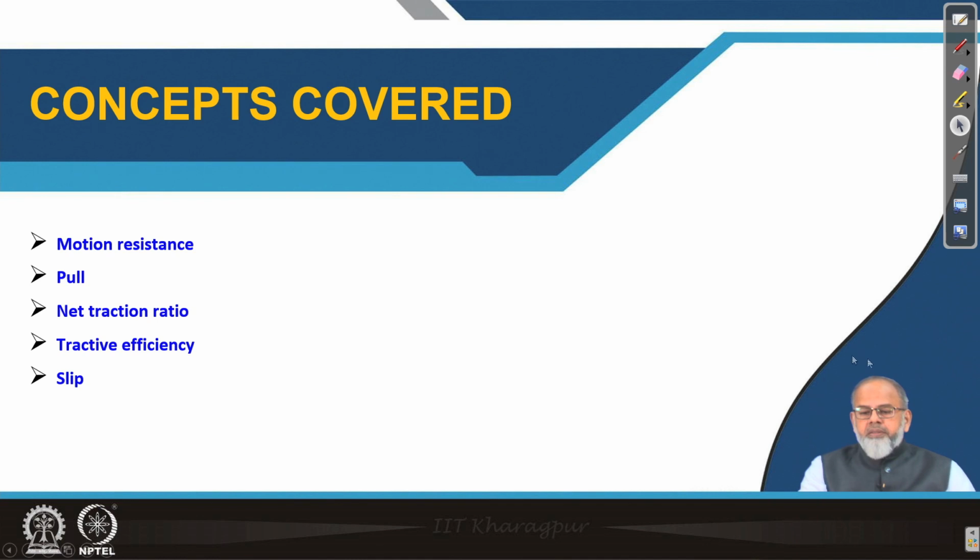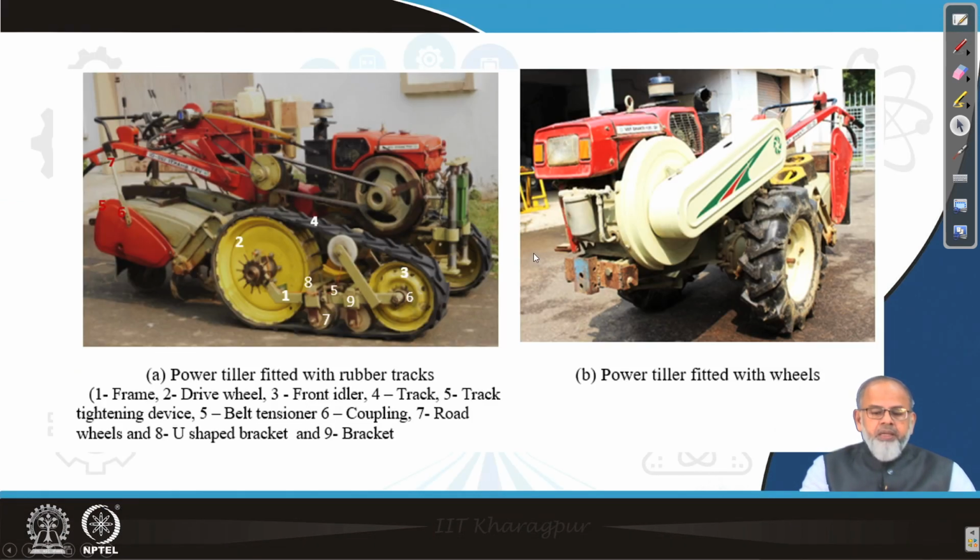These are the parameters based on which we will compare the performance of a track with wheel. To carry out this kind of study, a power tiller is fitted with a rubber track, and the power tiller is also fitted with a normal wheel, and their performance will be compared when they are operated under the same operating conditions.